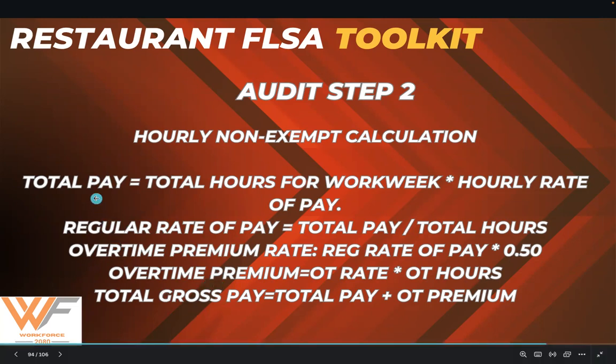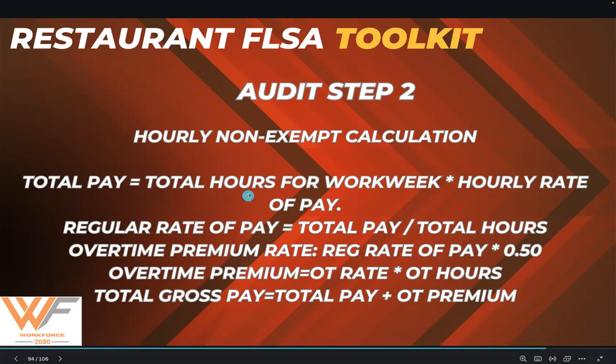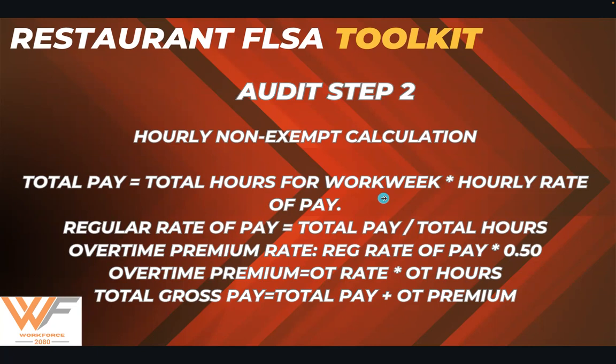The total pay is really simple. You take the total number of hours for the work week that the person worked times their hourly rate of pay. The regular rate of pay, on the other hand, is where you take that total pay and divide it by the total hours. In most cases, it's going to be exactly the same rate that you had in the beginning.